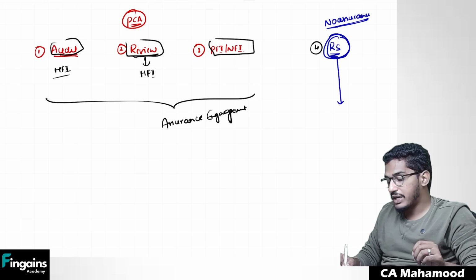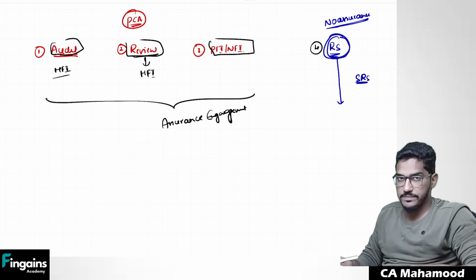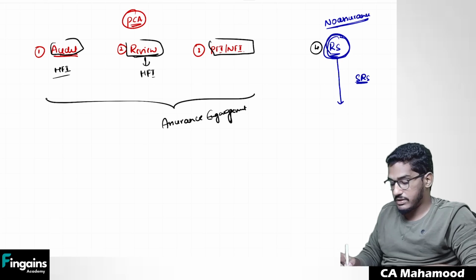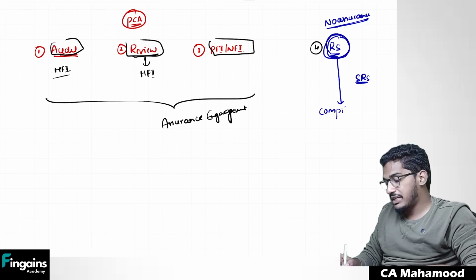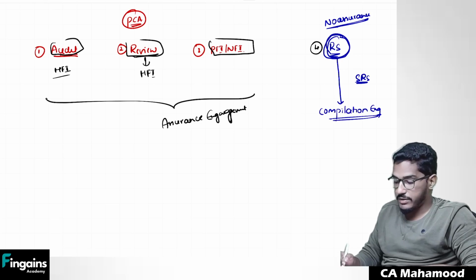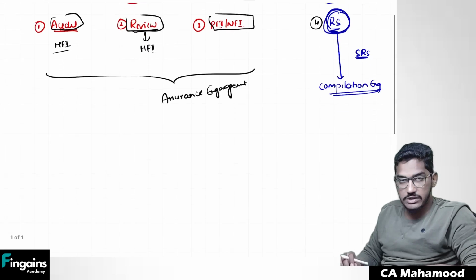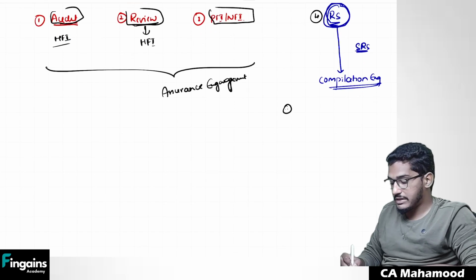And how you are going to do that related services, that guidance has been given under SRS, Standards on Related Services. See, let me give you one example. Let me give you one example of the related service. Like for example, we have something called compilation engagement. We have something called compilation engagement. So how compilation engagement could be a related service? Let me give you one example.